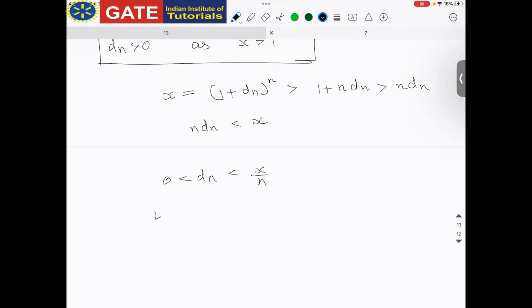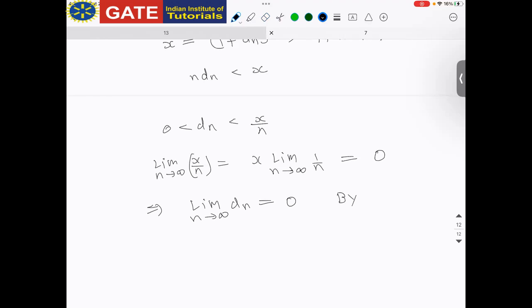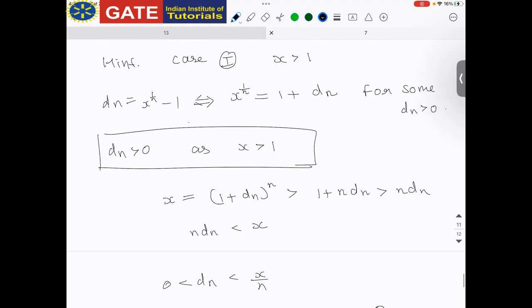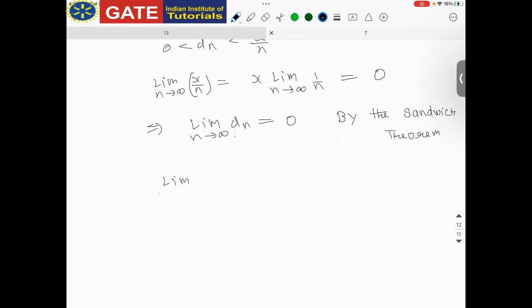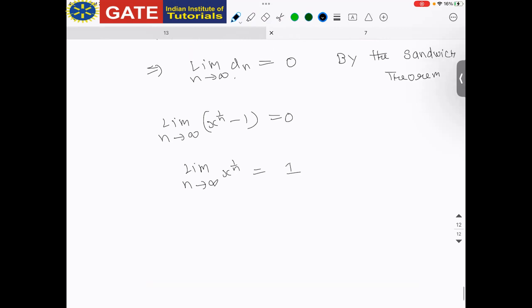Now take the limit of the right hand side. Limit n tends to infinity of x by n is 0, because this is x into limit n tends to infinity of 1 by n, which is equal to 0. So this implies limit n tends to infinity of dn is equal to 0, because we have both sides 0 by the sandwich theorem. Yes, but what is your dn? dn is x raised to the power 1 by n minus 1. So x raised to the power 1 by n minus 1 tends to 0. But then this is same as limit n tends to infinity of x raised to the power 1 by n is equal to 1. Clear? Yes.